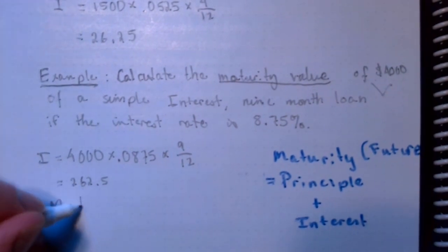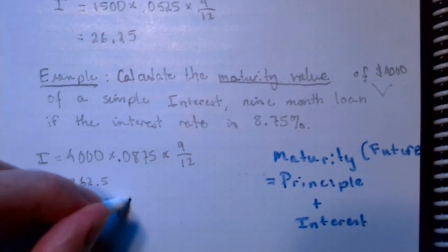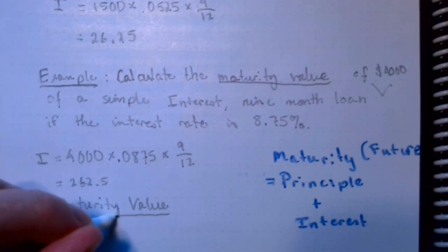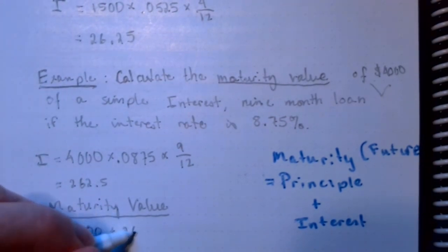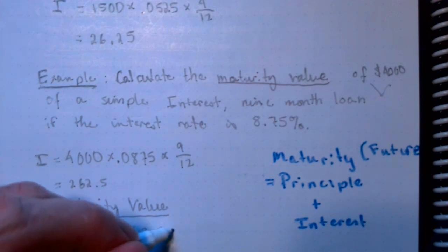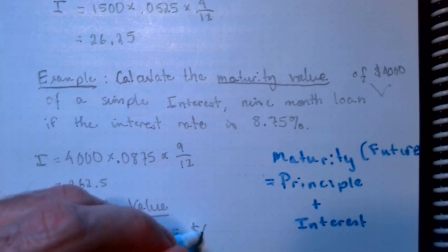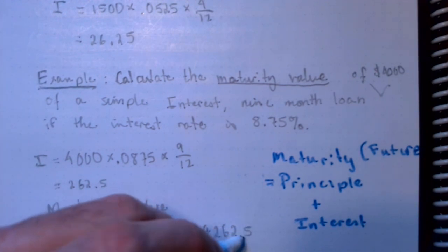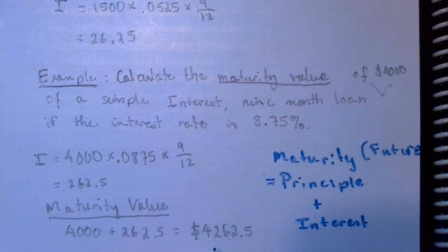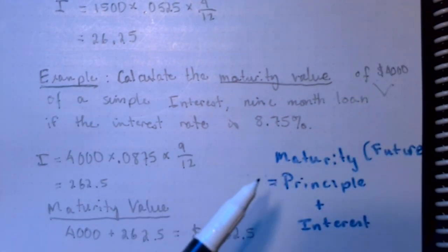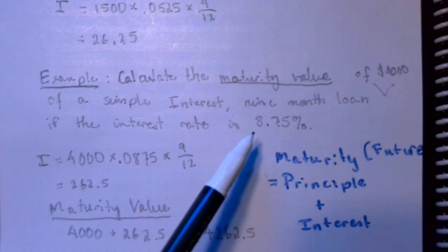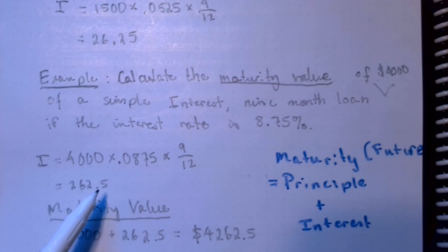Now there's another step here because this problem asks for the maturity value. And to get the maturity value, we just take the initial $4,000 principal plus the $262.50 interest, so the maturity value is $4,262.50. Okay, so that's the amount that you have to go and pay back. You borrow the $4,000 for 9 months at 8.75% simple interest. The interest you have to pay is $262.50. To actually pay off the loan, you got to bring back the initial amount plus the interest.